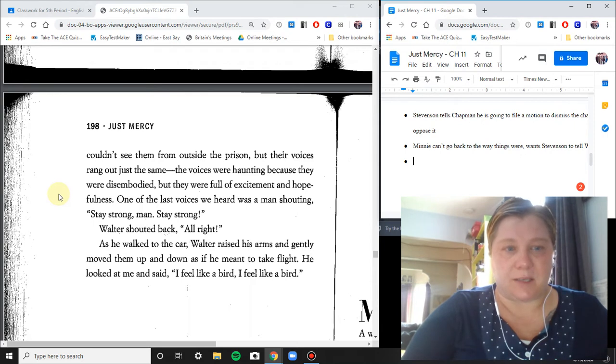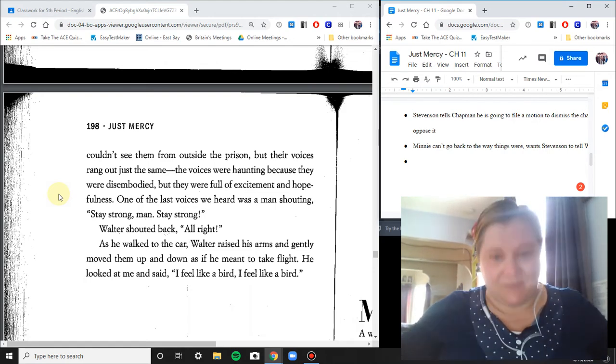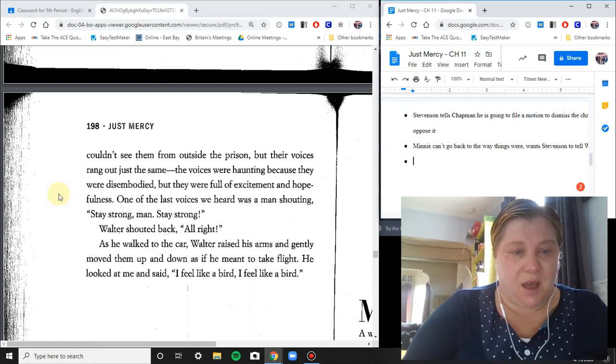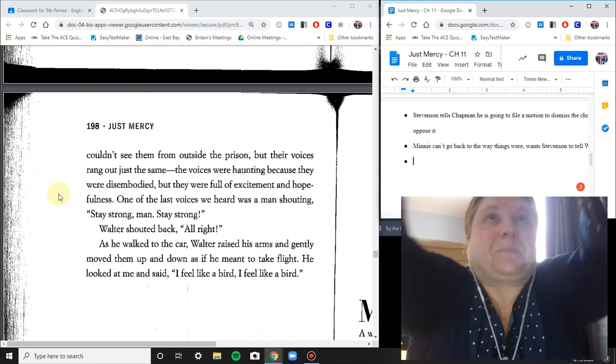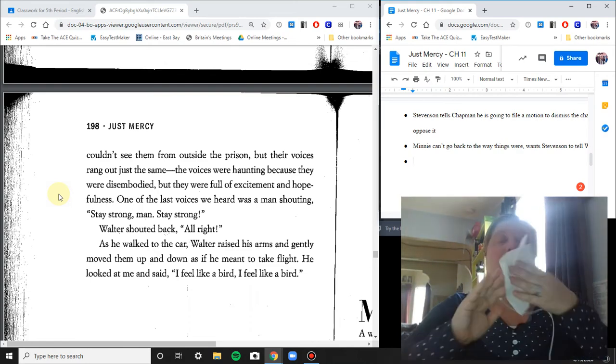The voices were haunting because they were disembodied, but they were full of excitement and hopefulness. One of the last voices we heard was a man shouting, "Stay strong, man, stay strong." Walter shouted back, "All right." As we walked to the car, Walter raised his arms and gently moved them up and down as if he meant to take flight. He looked at me and said, "I feel like a bird. I feel like a bird."